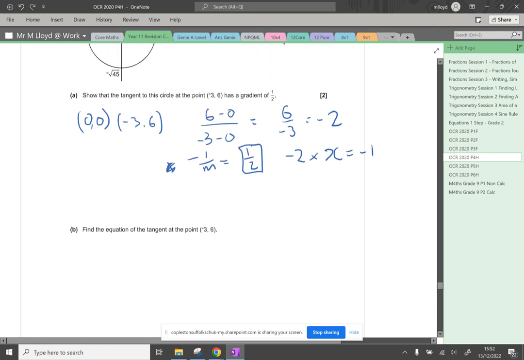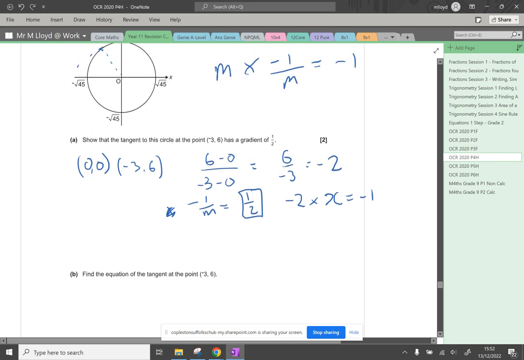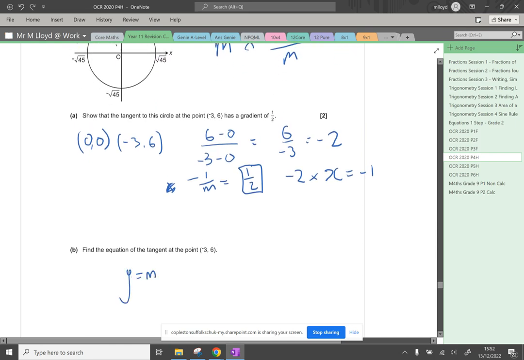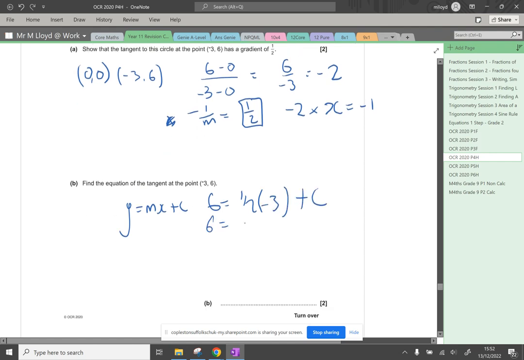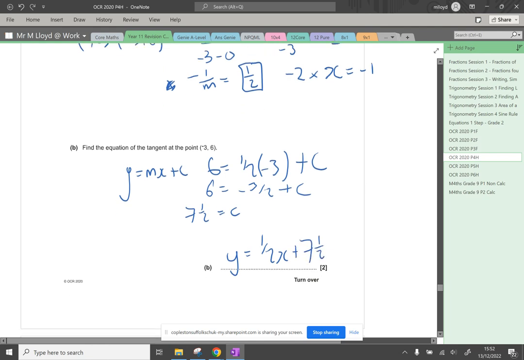Okay, find the equation of the tangent at the point -3, 6. So this is just y equals mx plus c. Y equals a half x plus c. Actually, I should put the 6 in there. And that's -3 plus c. 6 equals -3 over 2 plus c. So add that on, and that gives us 7.5 is equal to c. So y equals a half x plus 7.5. It doesn't ask us for any particular format, so that should be fine.